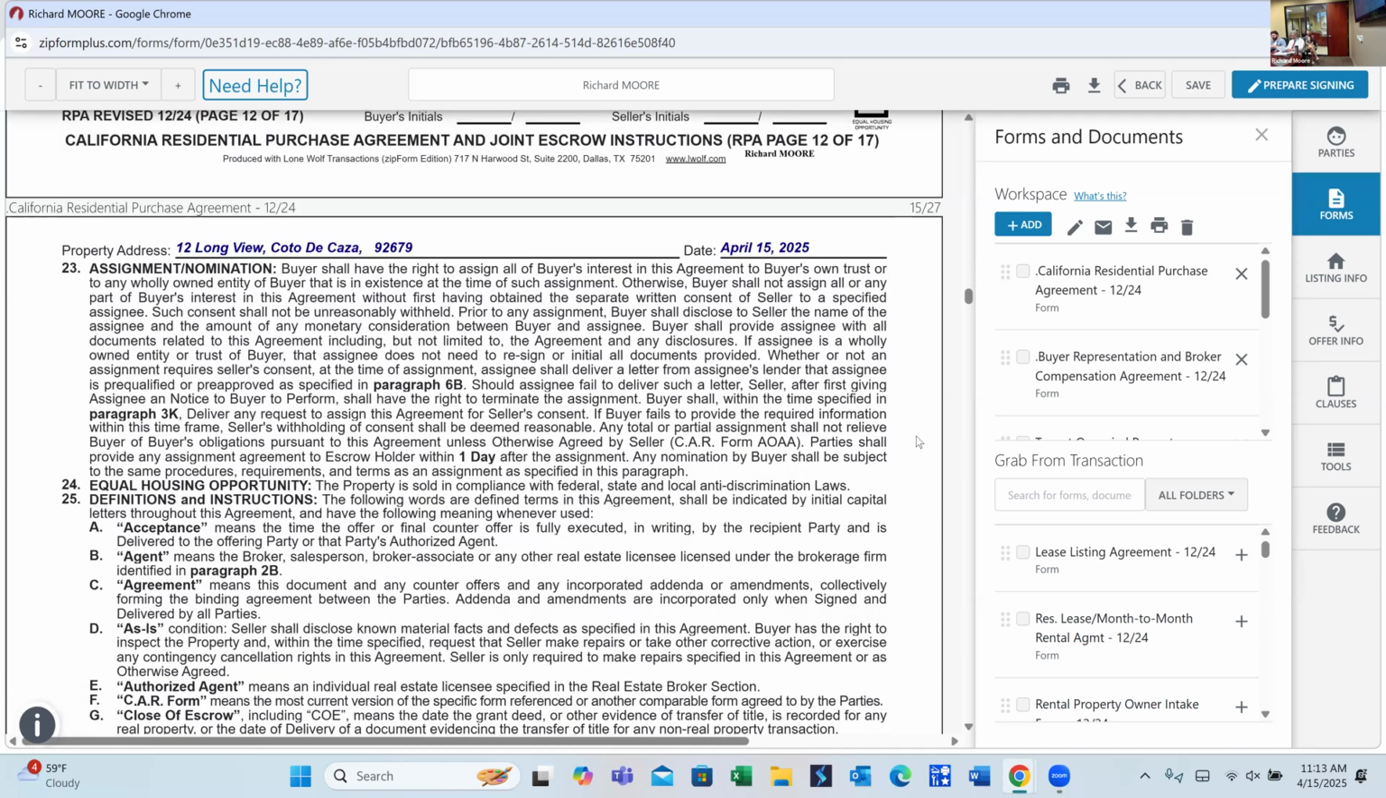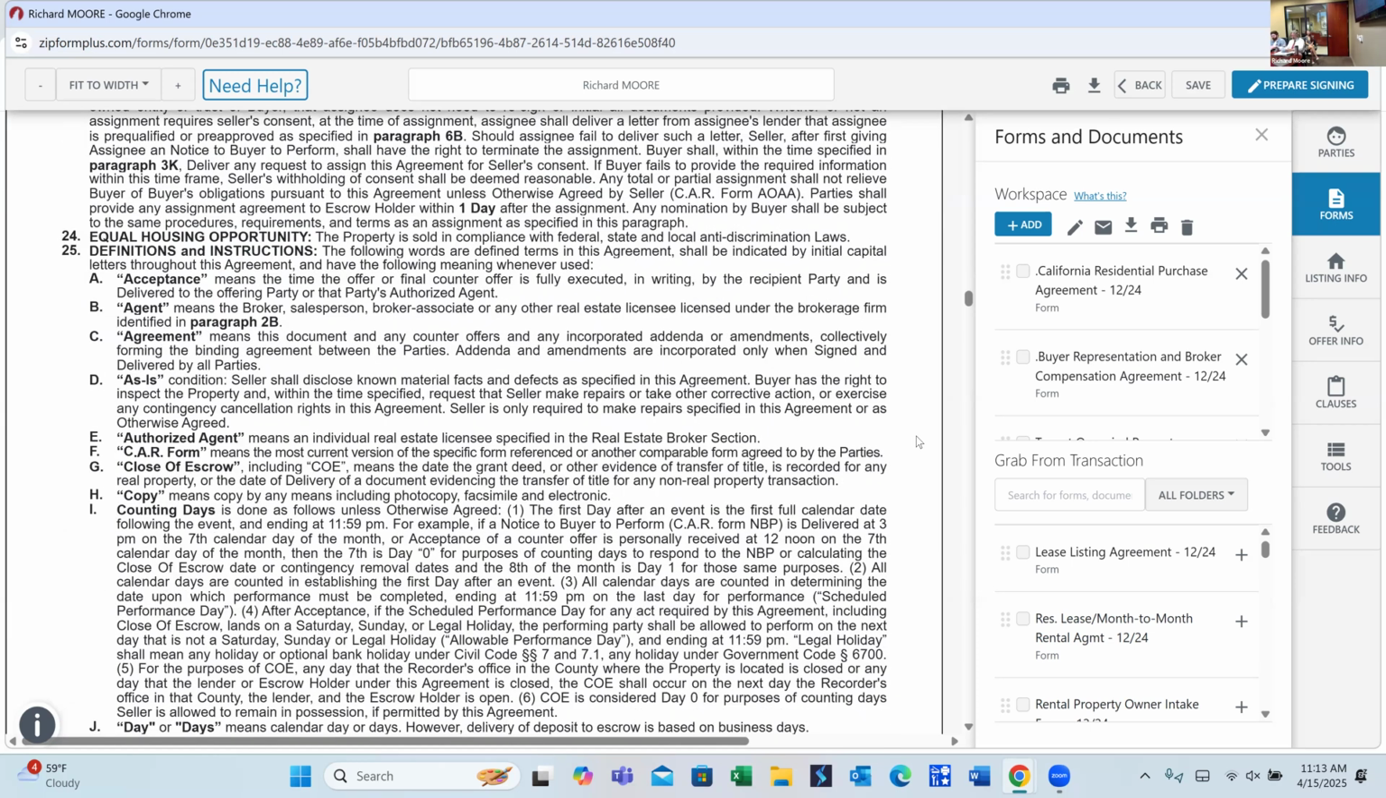We talked about assignment, so we did that already. And just a few of the definitions. Acceptance: I submit an offer to Michael. Michael's sellers sign today. They return it tomorrow. Tomorrow is the date of acceptance.